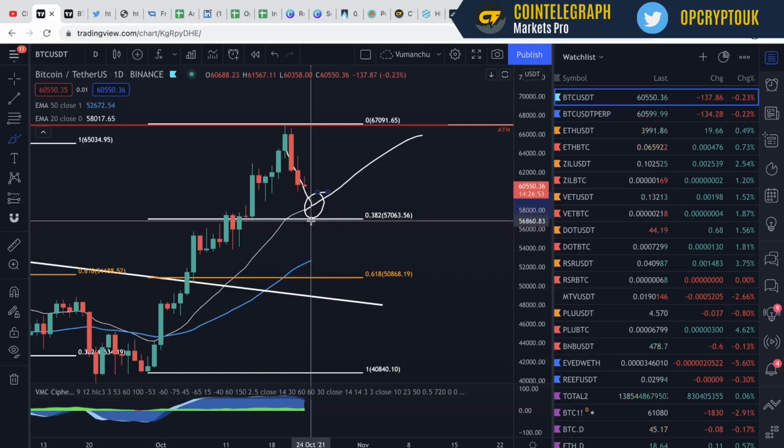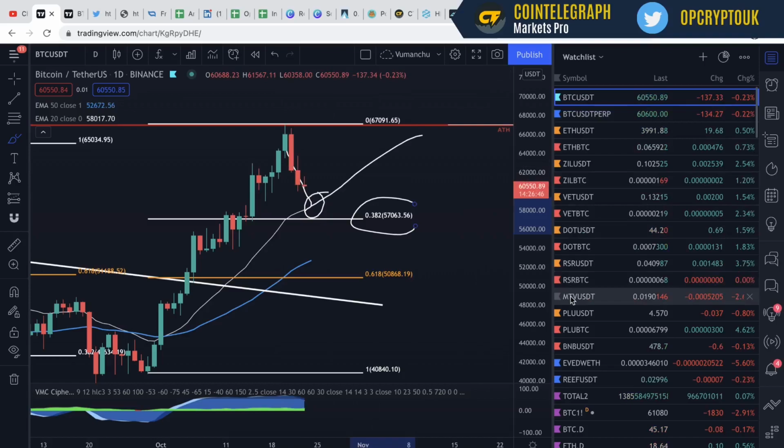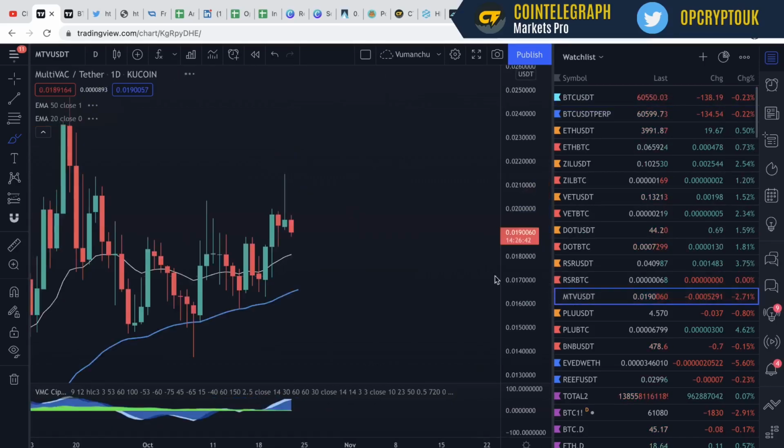Remember, we can wick below it, but we're not going to close below it. So this area here at 57k is the area I would consider. But that's my thoughts on Bitcoin. If it does drop, ultimately alts may drop with it. So just be wary, and you may get some orders filled.